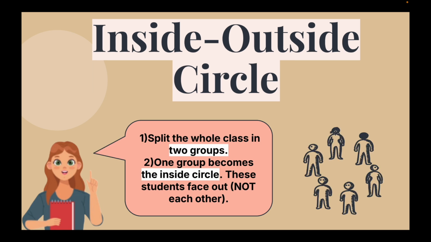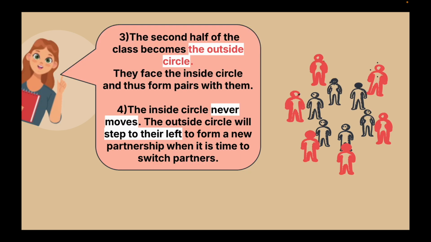In this structure, first, we split the whole class in two groups. One group becomes the inside circle. These students face out, not each other. The second half of the class becomes the outside circle. They face the inside circle students and thus form pairs with them. The inside circle never moves. The outside circle will step to their left to form a new partnership when it is time to switch partners.